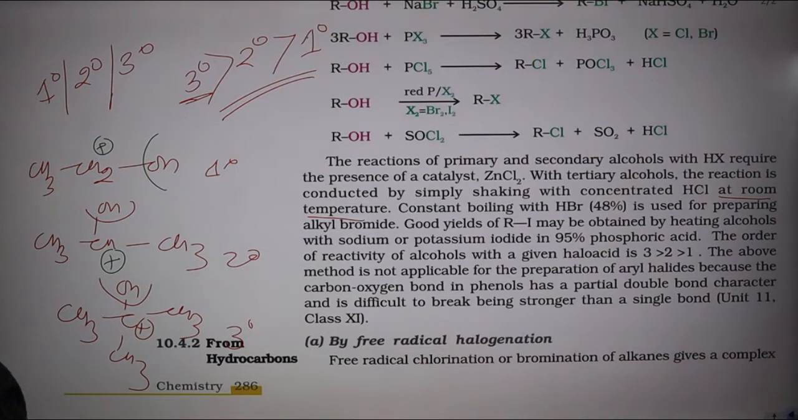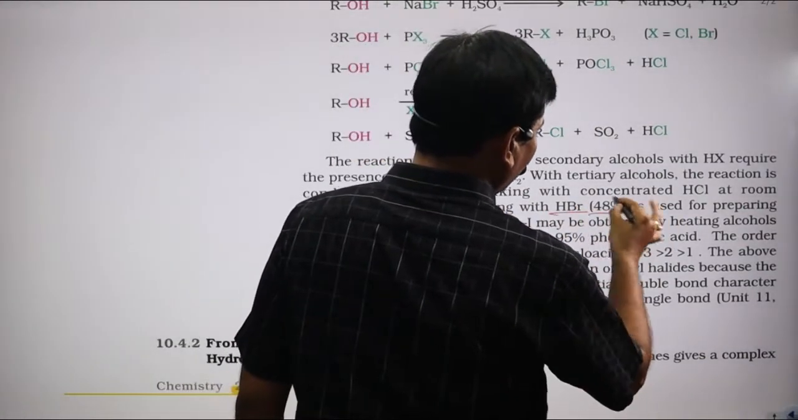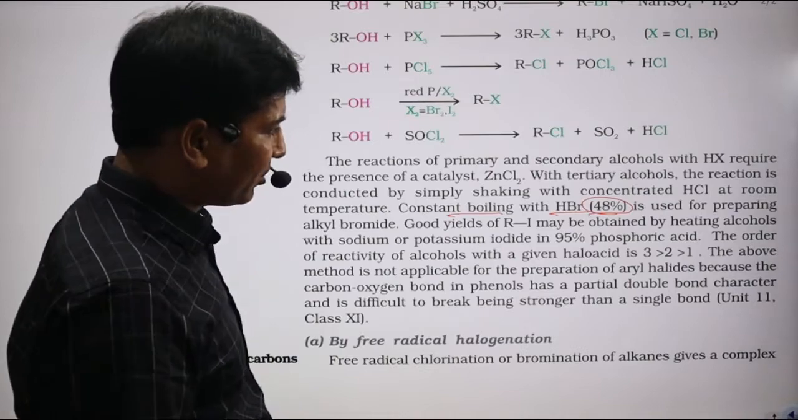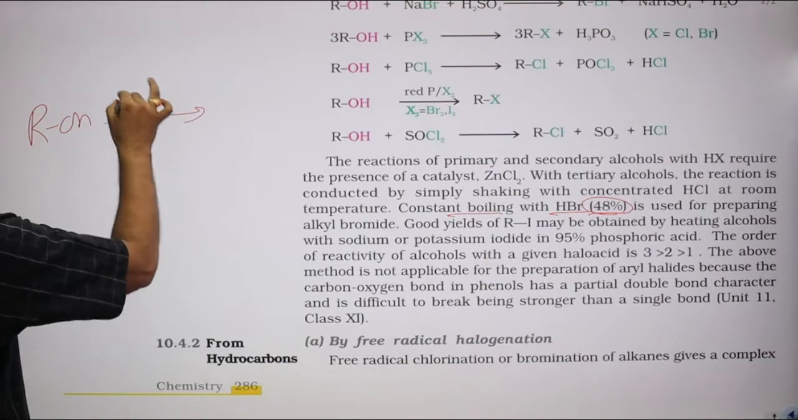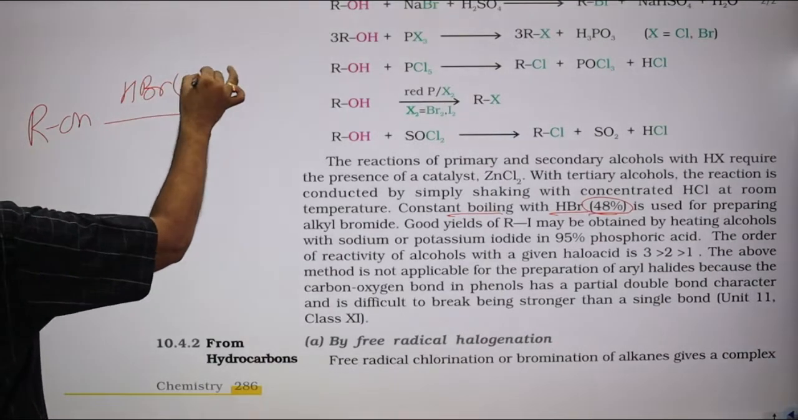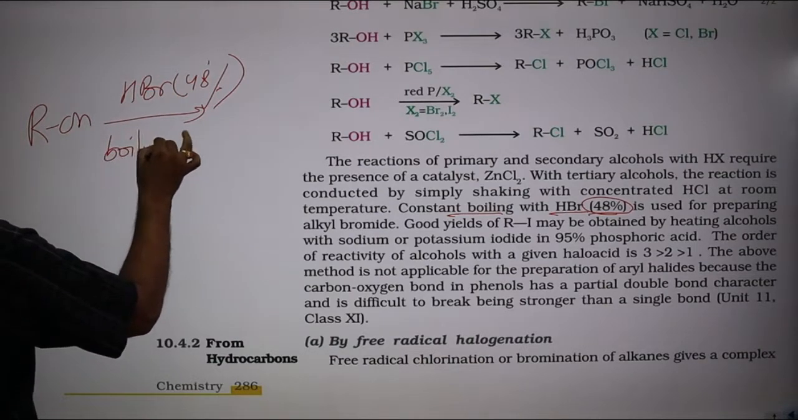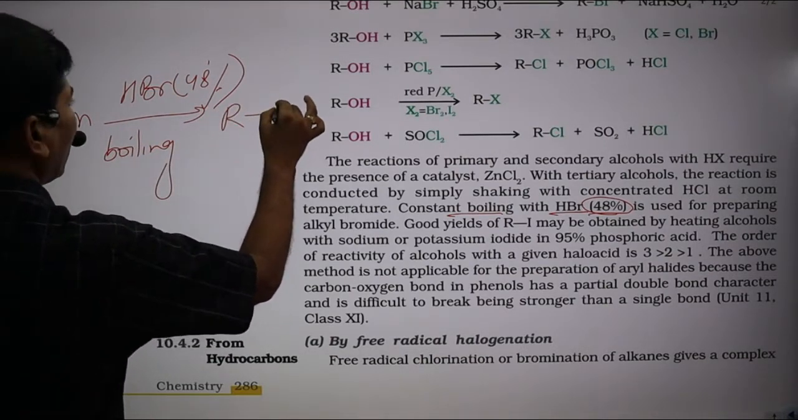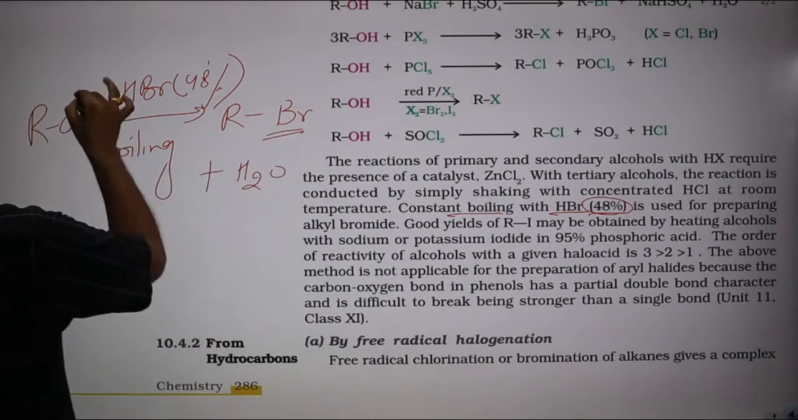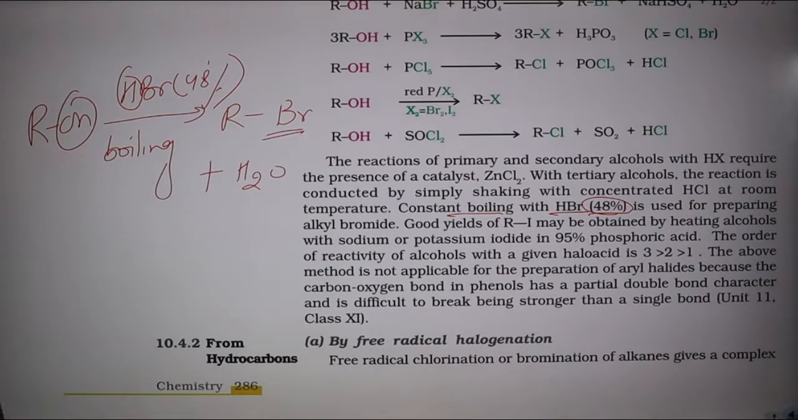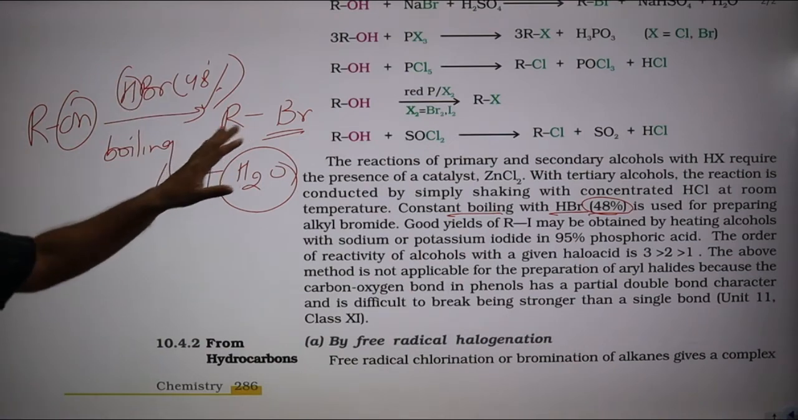Very interesting part. Next we have constant boiling HBr, 48%. It says HBr of 48% is used for preparing alkyl bromide. If we have an alcohol and we take 48% HBr and constant boiling is maintained, we can produce RBr, alkyl bromide. In this case water is also produced because OH and H are removed. But since boiling is continued, the water evaporates, so we get the final product.